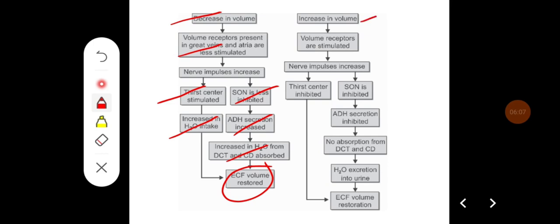So whenever there is an increase in the volume, receptors are stimulated, the thirst center is inhibited, and the SON is inhibited, and ADH secretion is inhibited, which causes no absorption of water from the DCT and CD, and the water excretion increases, so the ECF volume is going to be restored.